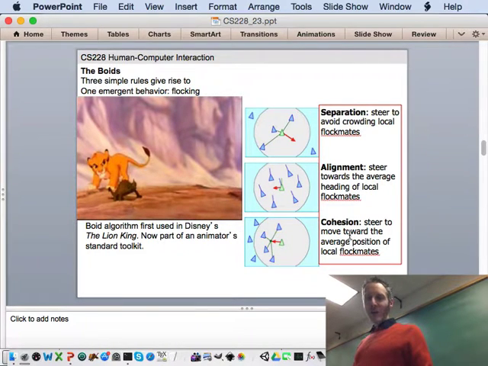Okay, finally, cohesion is like the antithesis of separation. Again, look at the relative positions of your neighbors. Take the positions of your neighbors and take the mean of those positions, which is the blue dot here. So what is the center of mass of your neighbors? And turn your heading so that you're heading a little bit towards that center of mass, right? So if you're on the edge of the flock or the school and you're starting to drift away, cohesion will bring you back towards the center of the flock.